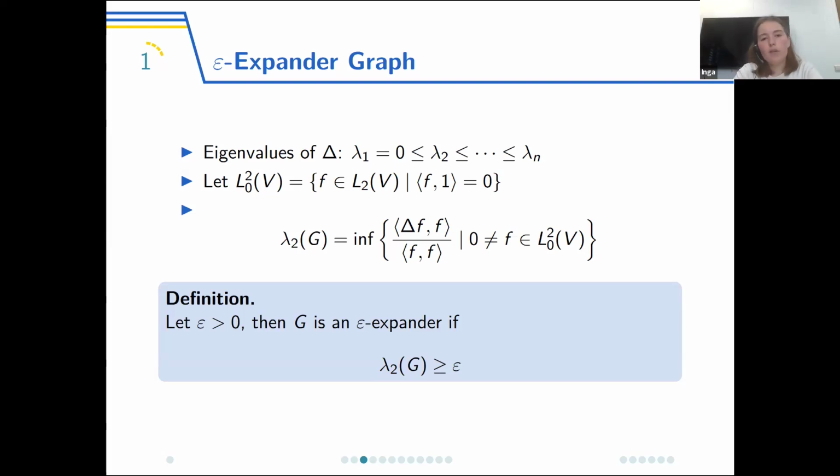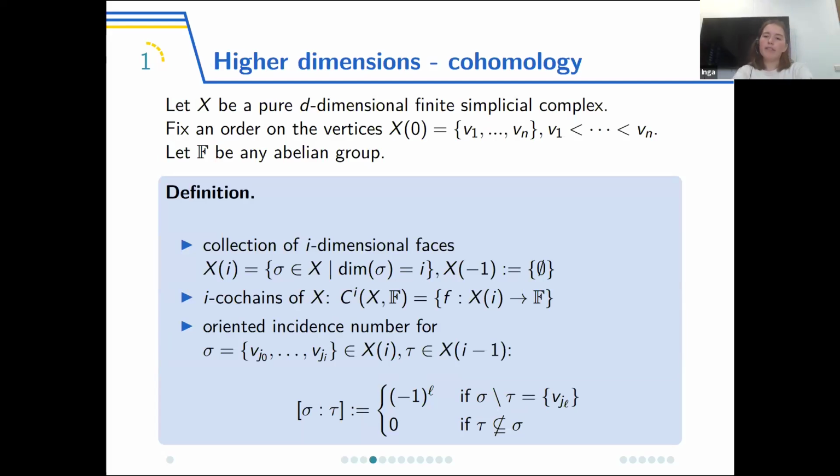All right, let's move to higher dimensions. So the object we study now is a simplicial complex. We want it to be finite, so a finite number of vertices. Our complex should be d-dimensional, so the maximal faces should have d+1 vertices. And the simplicial complex should be pure, which means that every face is contained in a maximal dimensional face. Similar to before, where we oriented the edges, we still need to fix somehow an orientation or an order. So we just enumerate our vertices or order them in some arbitrary but fixed way.